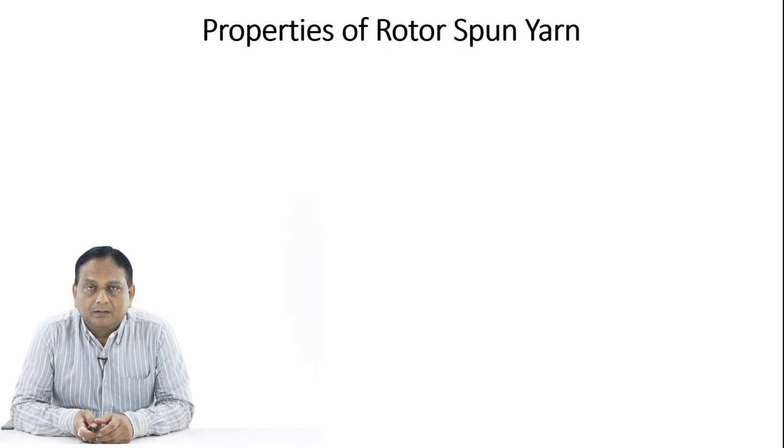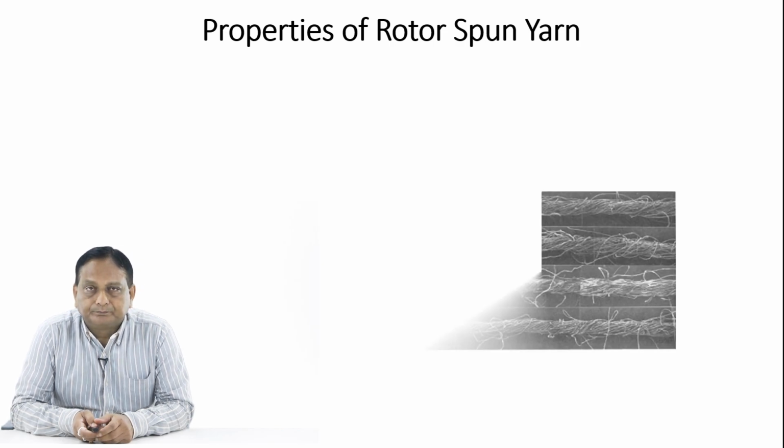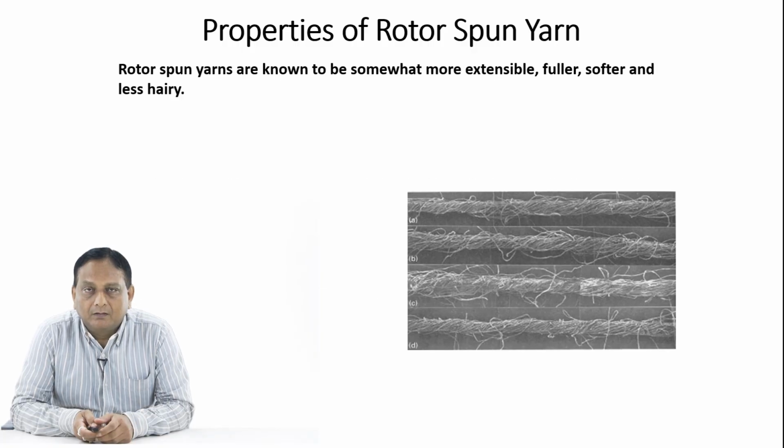Now let us see the properties of rotor spun yarn. As can be seen in the photograph, rotor spun yarns are known to be somewhat more extensible, fuller, softer and less hairy.